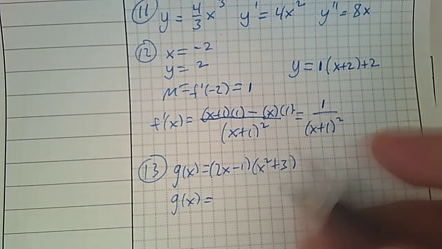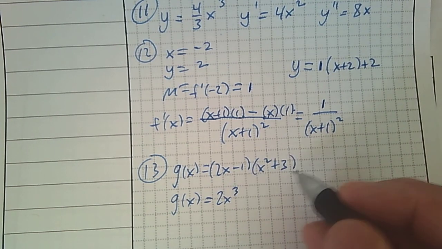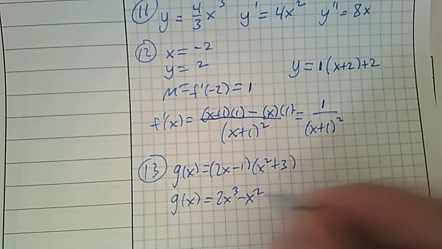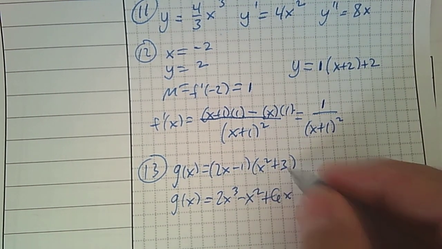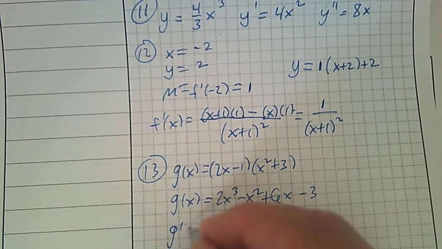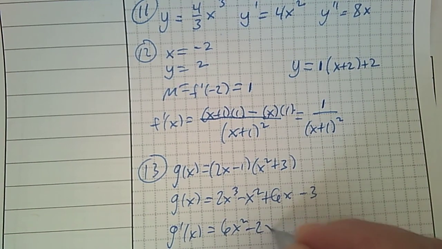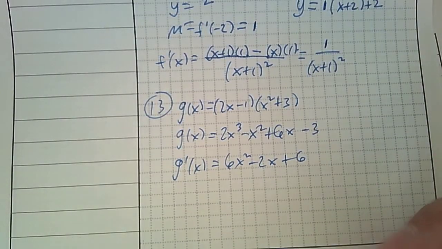So 2x times x squared is 2x cubed. Negative 1 times x squared is negative x squared. 2x times 3 is 6x. And negative 1 times 3 is negative 3. So the derivative here is 6x squared minus 2x plus 6. So I took the derivative.